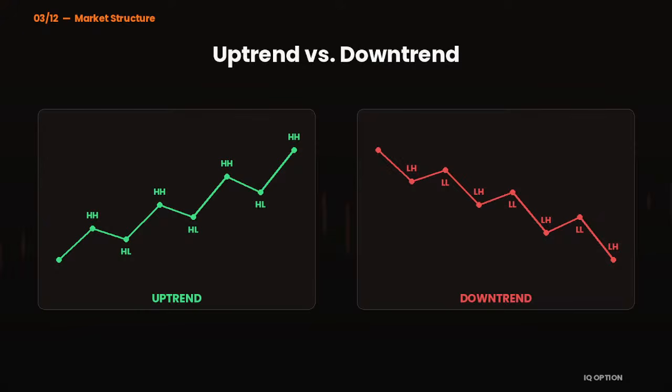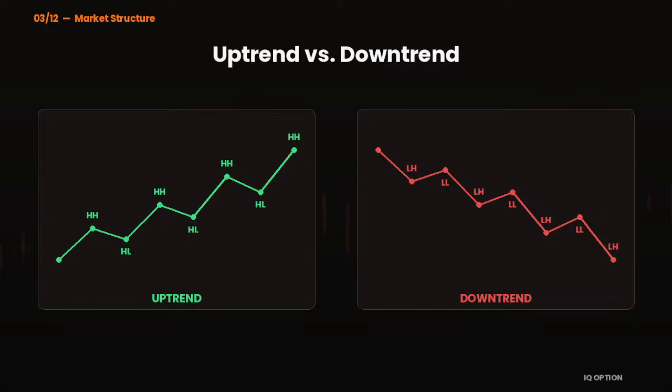And a downtrend is the exact mirror of that, which is lower highs and lower lows. Every bounce falls below the last peak, and every low undercuts the previous low, which means price continues to go in a downward direction. And that is a lower low.